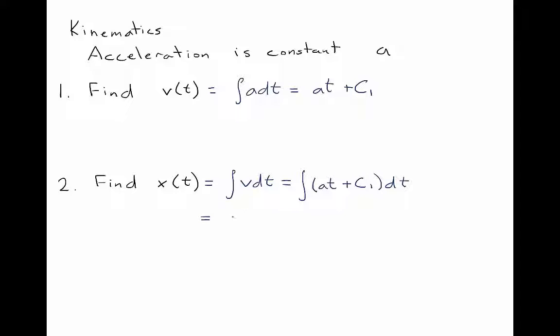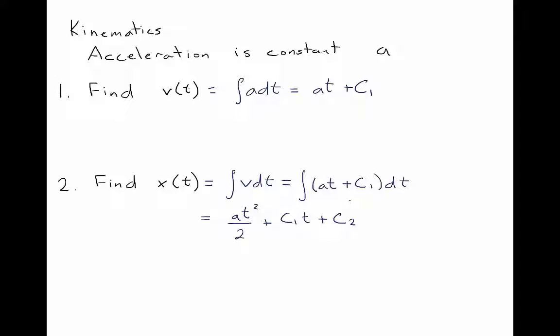And we get, okay, so we integrate AT, so we have to bump up the power on the t, divide by our new power, the 2. C1 is a constant, so just multiply that times the t. Then we have to add another constant. I'm going to call that C2. That's why I called this one C1, because I knew I would have to have another constant.